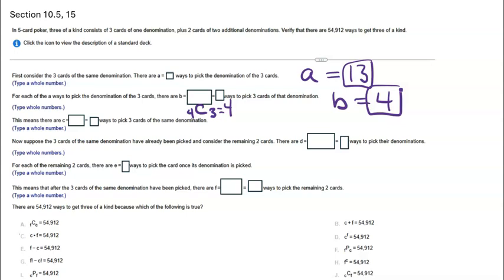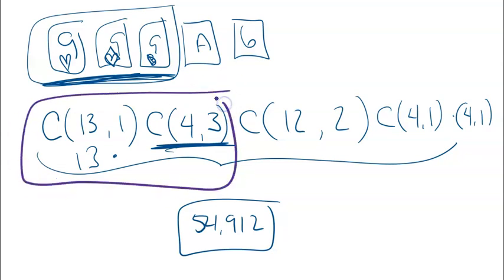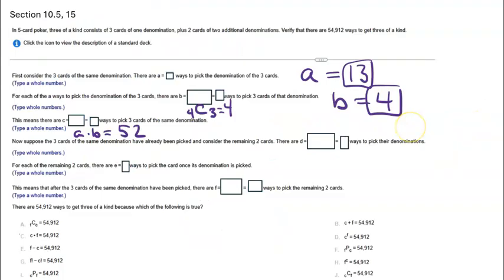Okay, so this means there are C equals A times B, which is 13 times 4, which is 52 ways to pick 3 cards of the same denomination. So if I go back to my calculation, all they're doing is calculating, so let's keep this purple, this part. Combination of 13 choose 1, which is picking the denomination, times the combination of 4 choose 3, which is picking the 3 cards out of that particular denomination, which is 4, and 13 times 4 is 52. That's where we are now. They're going to ask about this stuff at the end next. And by the way, 52 is the variable C.